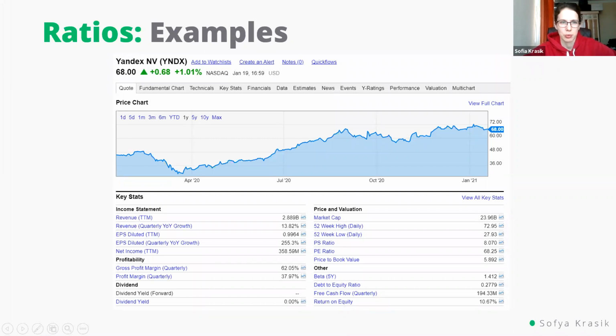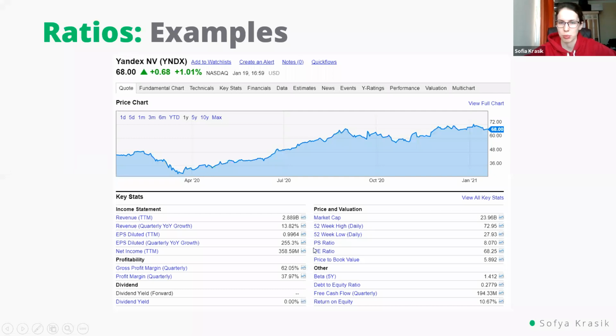If I Google, for example, let's look into Yandex, and I'll just go to some website, and here is what I will see. So you see, this is a website for analytics, and they already collected all main measures, values, and ratios here. So here we can see revenue. This is from the income statement. So dividends. Here market capitalization, or market cap in short. PS ratio, actually. This is probably price to sales or something like this.